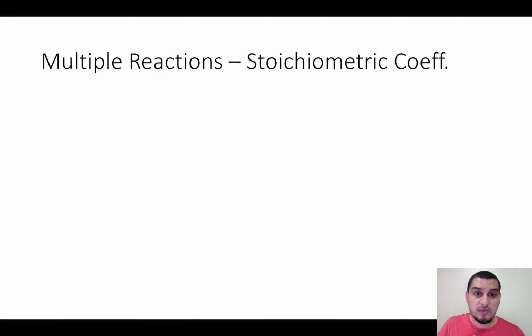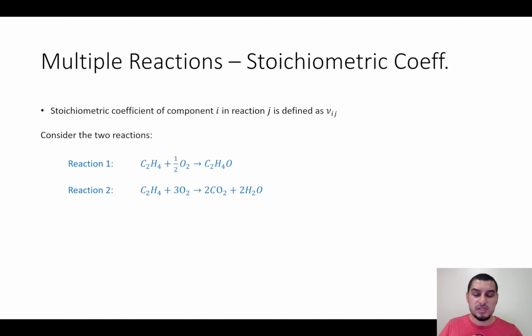So one important thing is that if we have more than one reaction, let's say these two reactions that we have here, and for these two reactions the reactants are the same. It's ethylene and oxygen, but the first reaction produces ethylene oxide, the second produces carbon dioxide and water. And now if you want to express the stoichiometric coefficient for any of the components, then the stoichiometric coefficient should take into account that this is the coefficient of this specific species, and that it is for the specific reaction. So these two pieces of information should be taken into account.